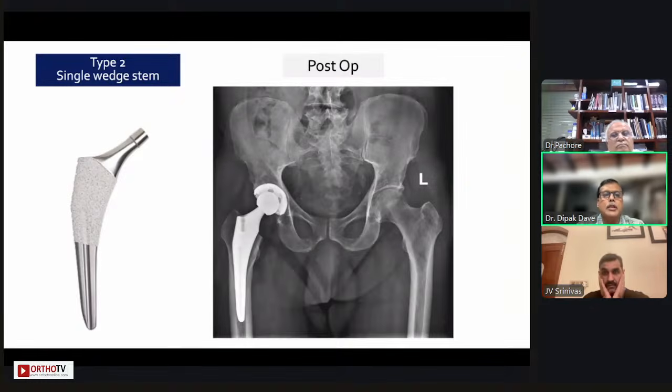So whether we use a type 2 single wedge stem or a type Corail stem, in a DOR type A, the chance of periprosthetic fracture is very, very high. So you have to be very careful. For that, the right size, the right amount of preparation, and the technique, we have to be careful.